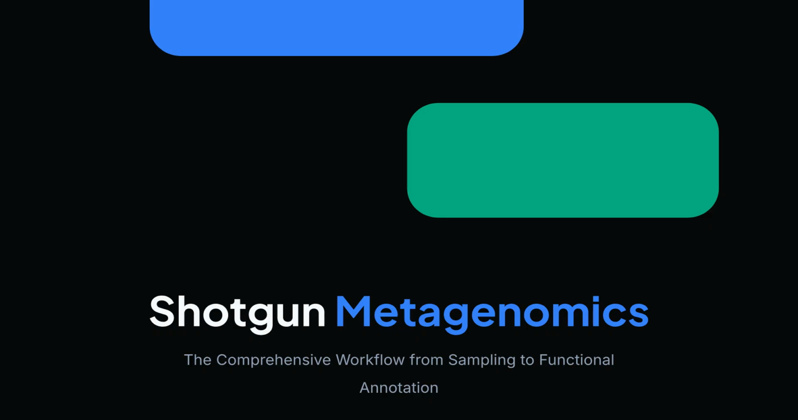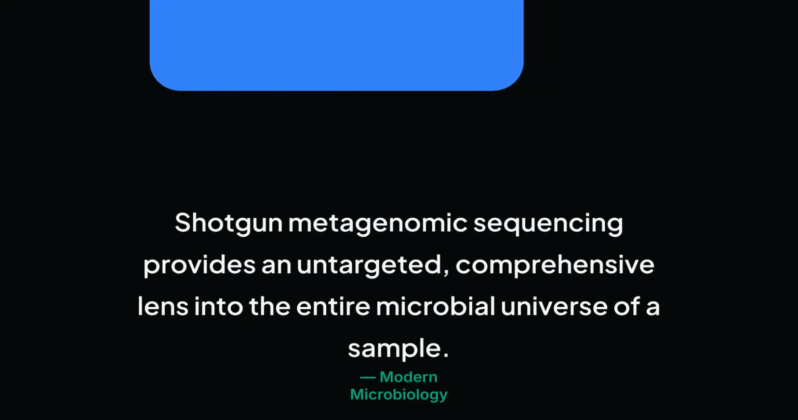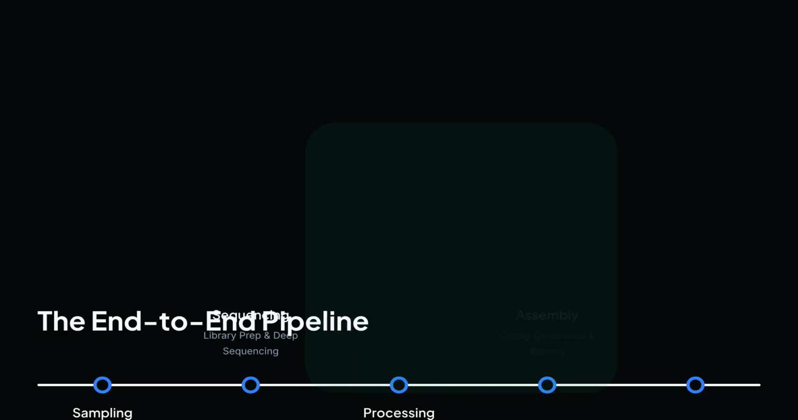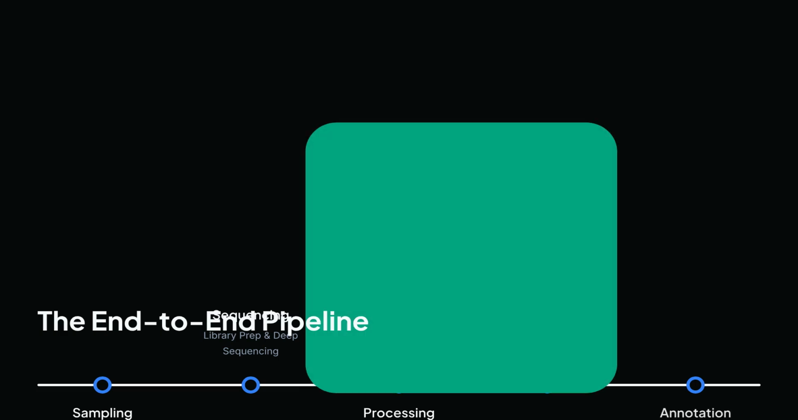Welcome to this video on shotgun metagenomics, a comprehensive workflow that spans from initial sampling to detailed functional annotation. This technique provides a deep look into microbial communities. Shotgun metagenomic sequencing offers an untargeted and comprehensive view into the entire microbial universe within a sample. The entire process, from end to end, includes sampling and DNA extraction, sequencing, computational processing, assembly, and finally, annotation.